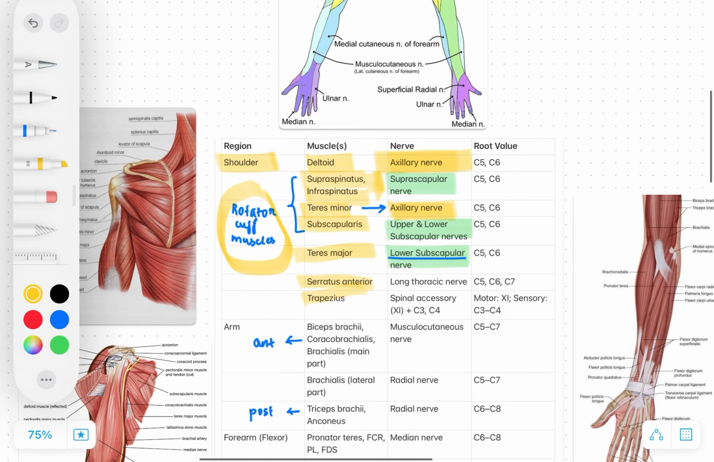Next, teres major is supplied by the lower subscapular nerve. This lower subscapular nerve will also supply the teres minor. Serratus anterior by the long thoracic nerve, trapezius by the spinal accessory nerve, and levator scapulae is supplied by C3 and C4.